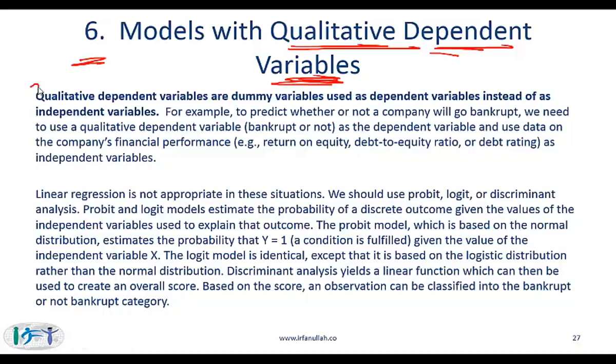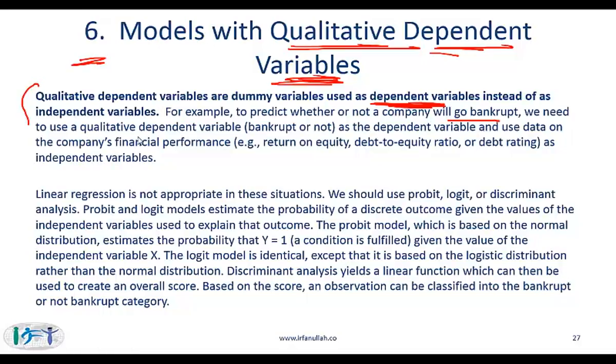Let me now go through the formal definition. Qualitative dependent variables are dummy variables used as dependent variables instead of as independent variables. So this is the definition from the curriculum. Now you might wonder, where is this useful? And the curriculum gives the best example of where this is useful. For example, to predict whether or not a company will go bankrupt. So is this a binary prediction? So you want to predict either bankrupt or will not go bankrupt. So this is a classic application of a qualitative dependent variable.